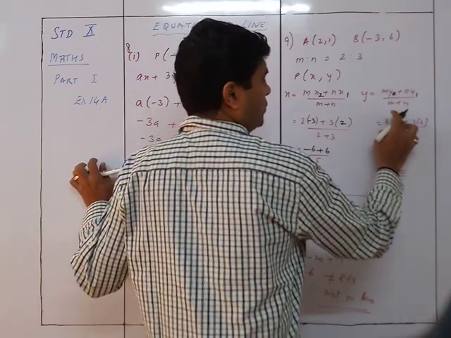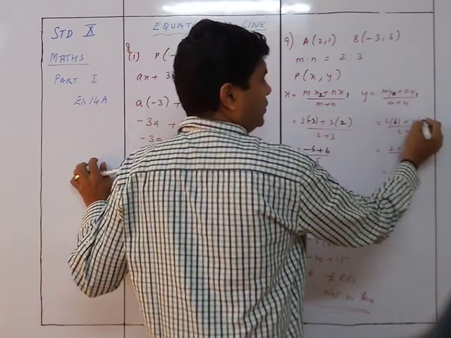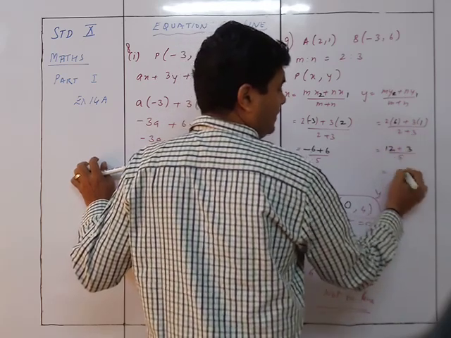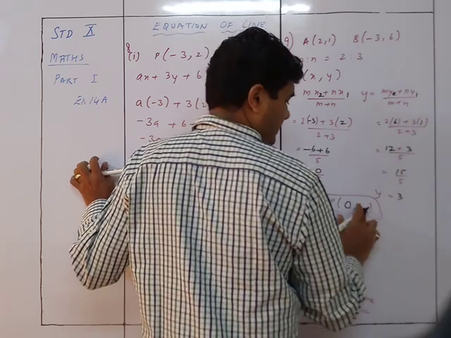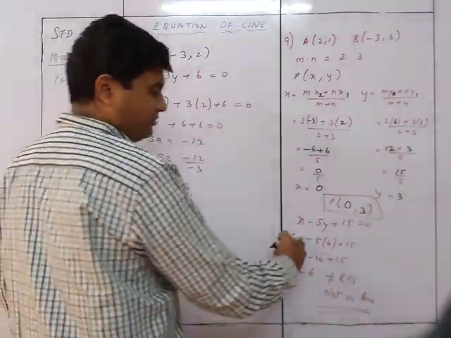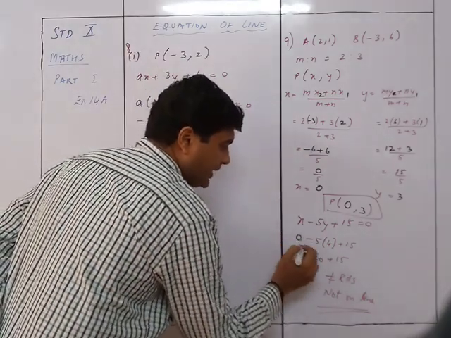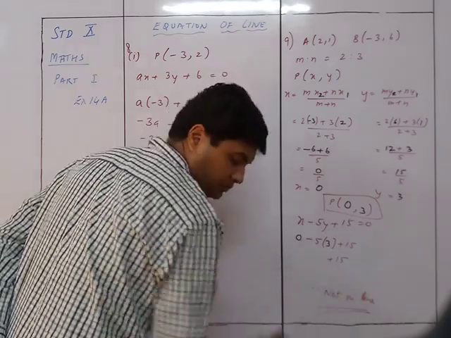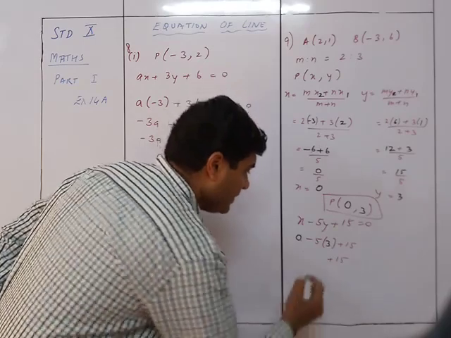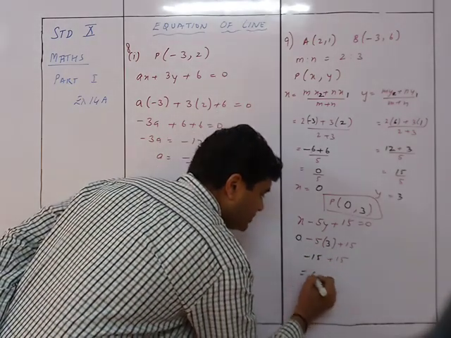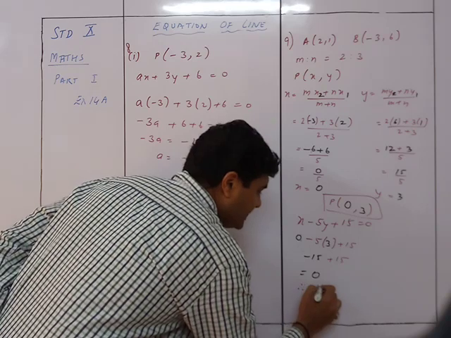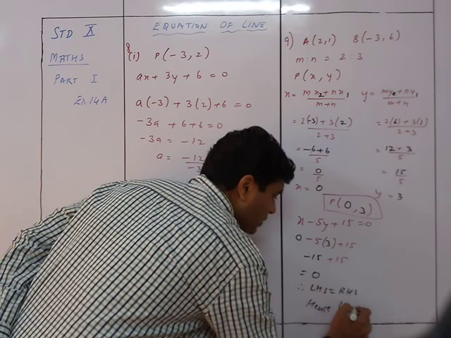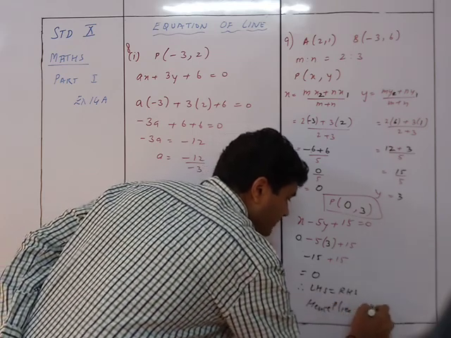Similarly over here it will be 2 into 6 and 3 into 1. So that will be 12 plus 3. So that will be 15. So this will give you 3. Now you place the value of this as x is 0 and y is 3. So this gives you minus 15 plus 15 is equals to 0. Therefore, LHS is equals to RHS. Hence, P lies on the line.